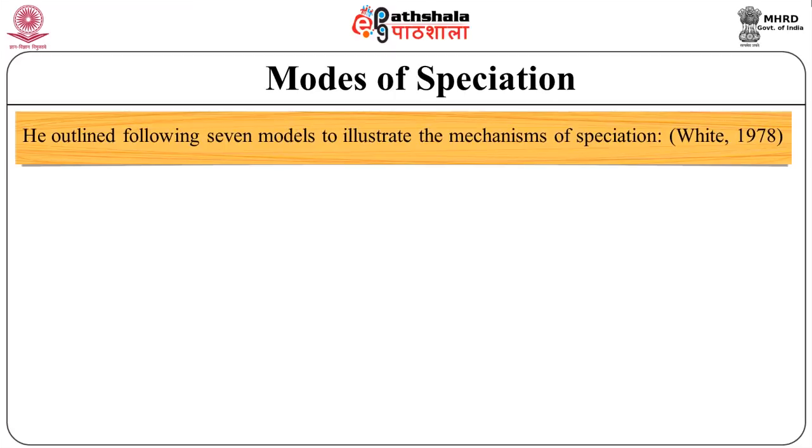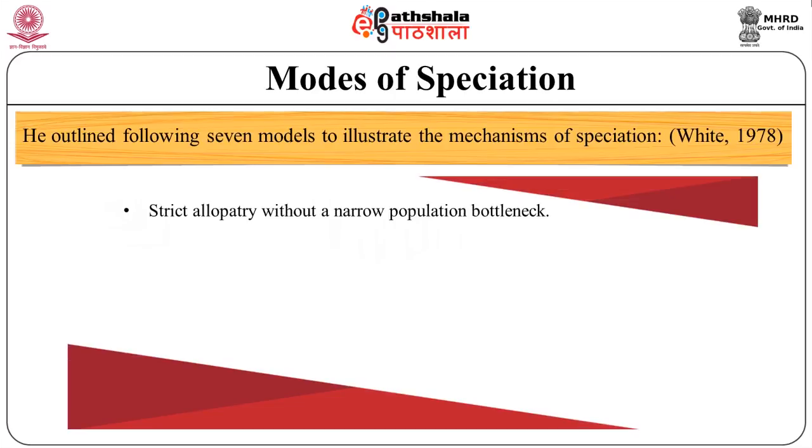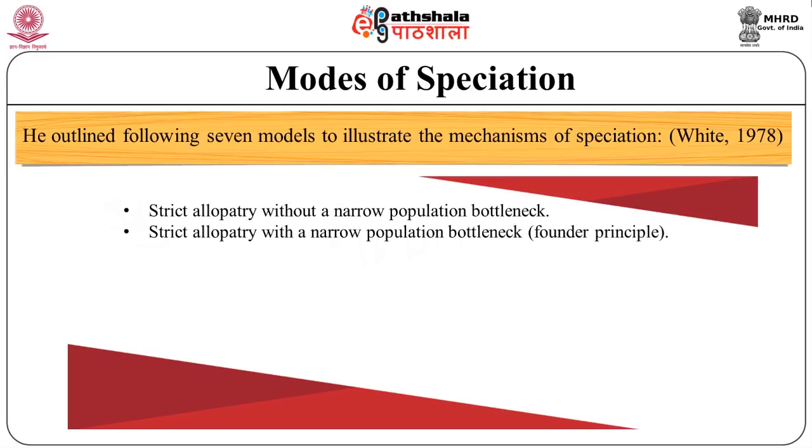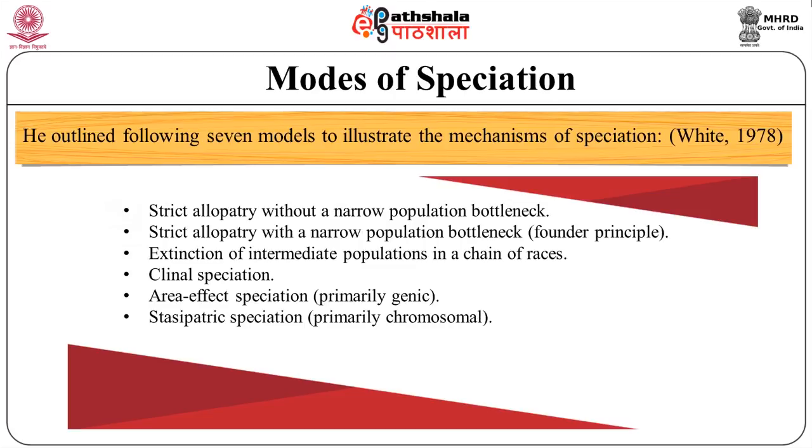He outlined 7 models to illustrate the mechanism of speciation. According to White, number 1 is strict allopatry without a narrow population bottleneck. Number 2 is strict allopatry with a narrow population bottleneck, that is, the founder effect. Number 3 is the extinction of the intermediate population in a chain of races. Number 4 is clinal speciation. Number 5 is area effect speciation. Number 6, stasipatric speciation, which is primarily chromosomal. Number 7 is sympatric speciation.